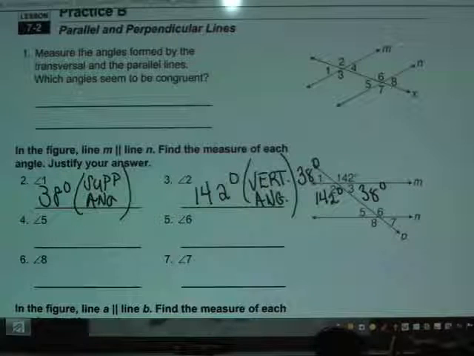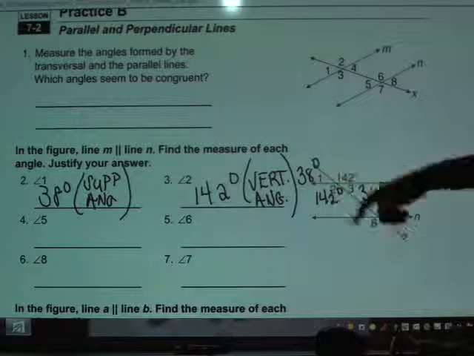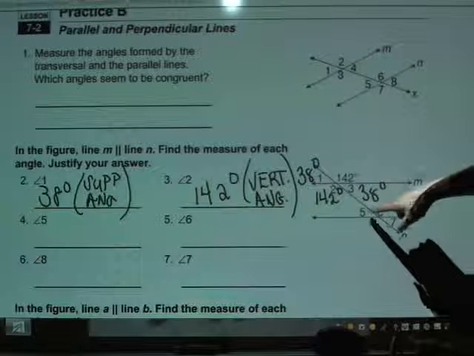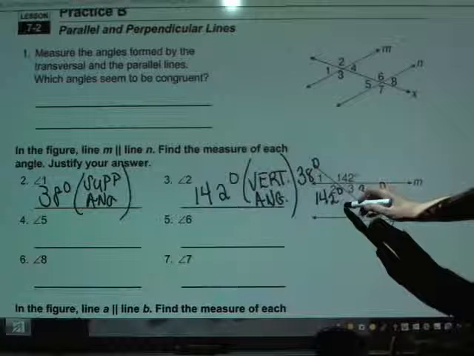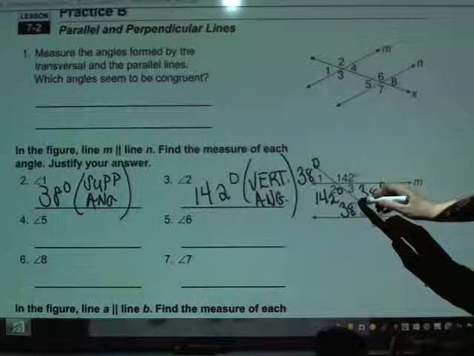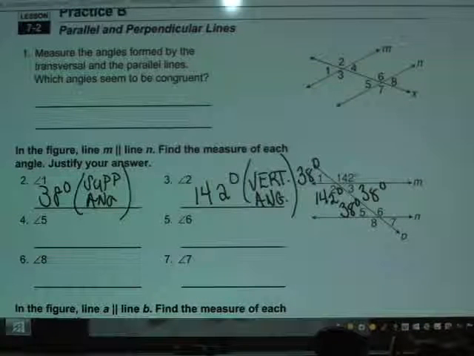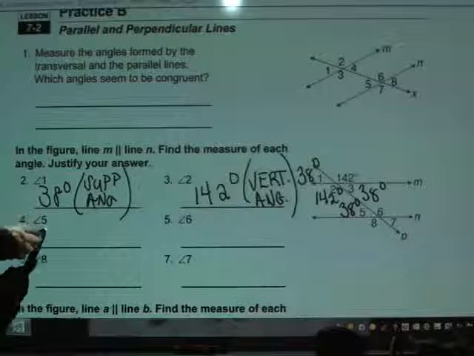It has to have the exact same measure of that partner angle. So since this is 38 degrees, this one would also be 38 degrees. Why? Because of corresponding angles. And again, that simply describes angles that are in the same relative location.